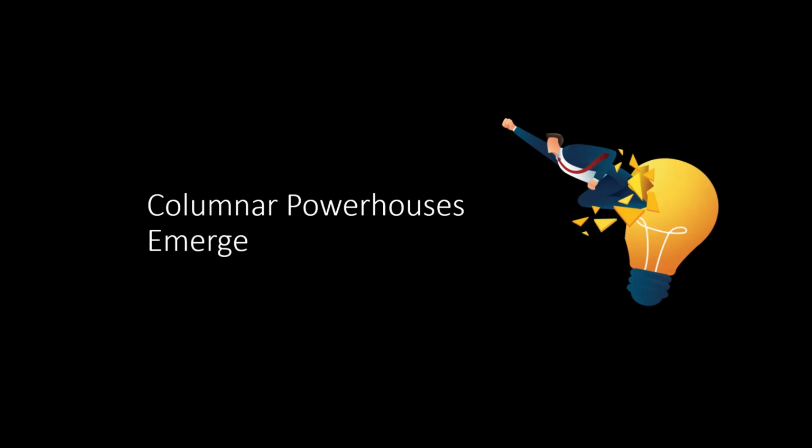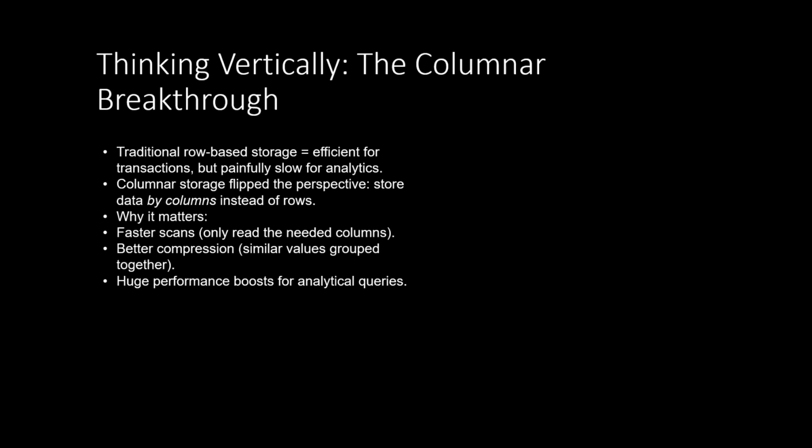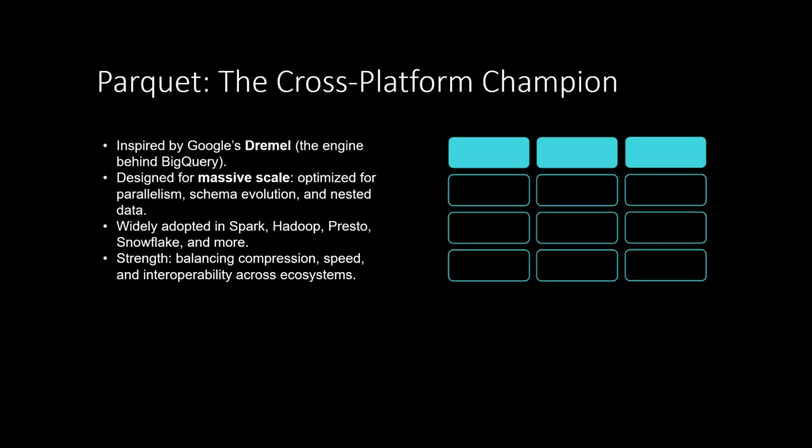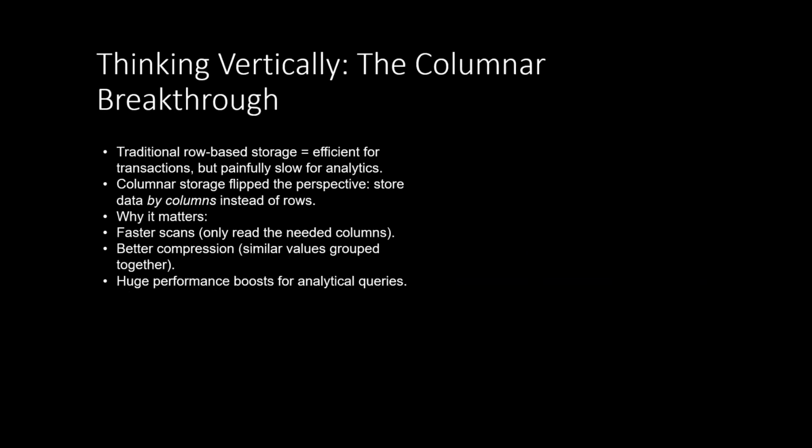Now let us look at these file formats that I spoke about. The columnar powerhouses. These are all columnar formats, or let's say columnar powerhouses. How did they emerge? Now, when we think vertically, why I'm saying vertically? Because initially the relational databases or the flat files, they were all traditional row-based storages. The data was stored row-wise.